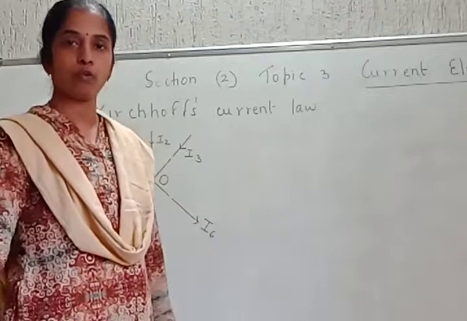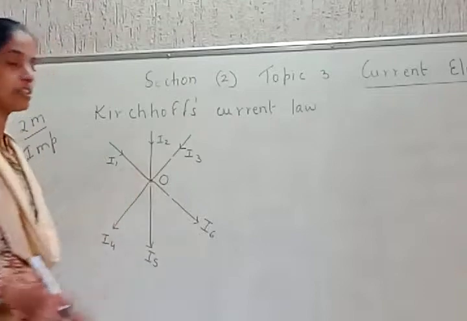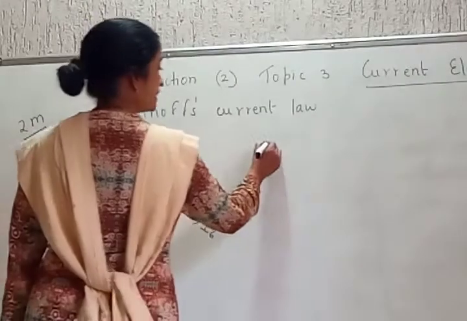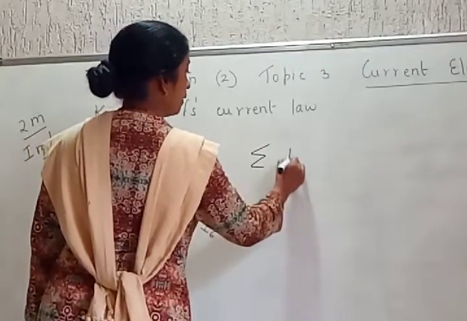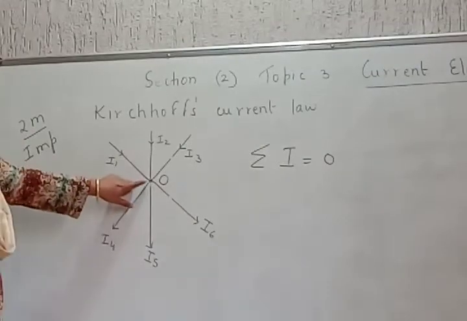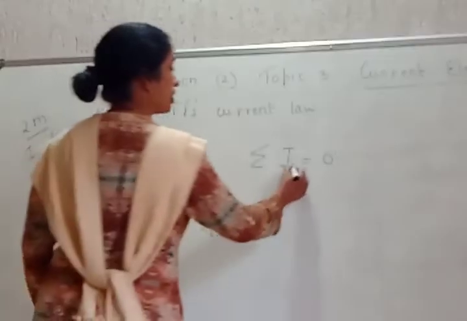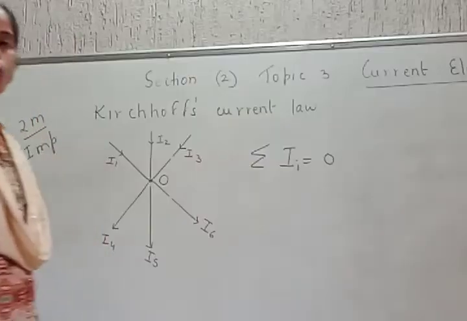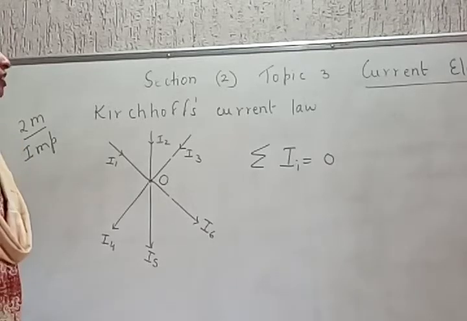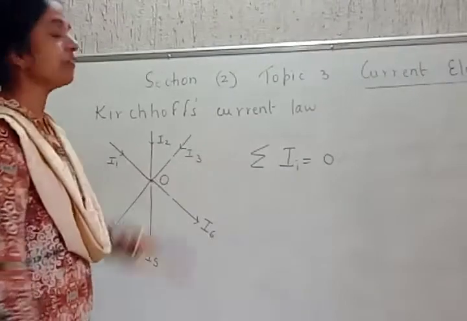Point of contact of a group of wires joined together at a particular point is called a junction. What is Kirchhoff's current law? It states that the algebraic sum of the currents arriving at any junction is 0. That is called Kirchhoff's current law, Kirchhoff's junction law, Kirchhoff's first law. Okay? This is the first law here.